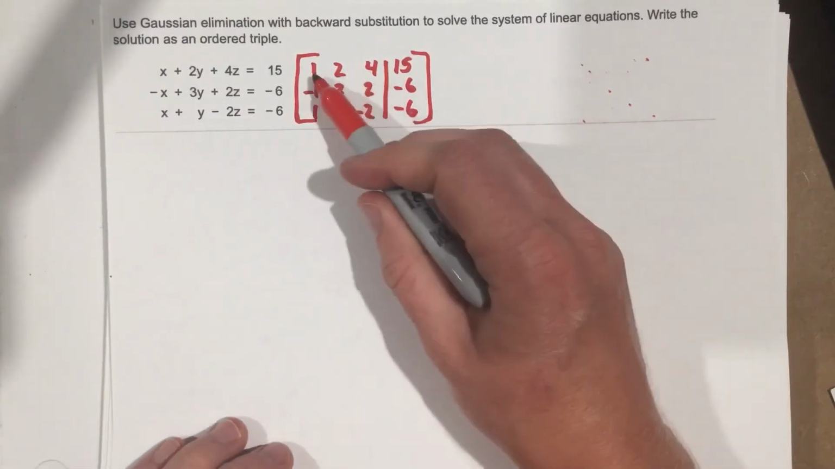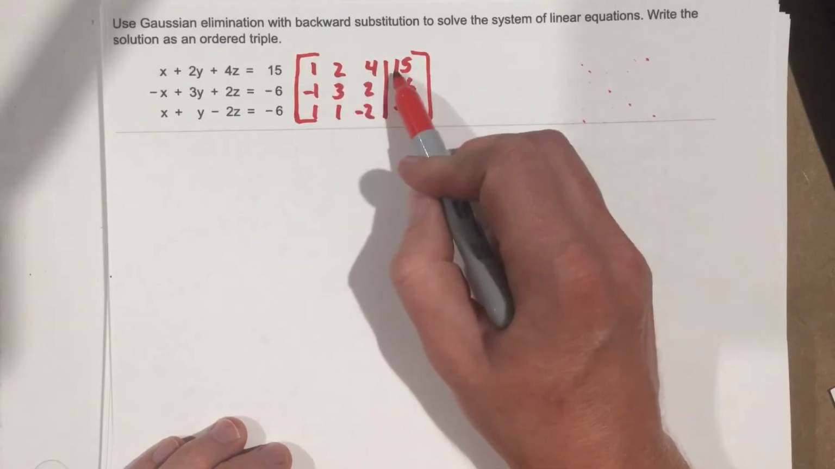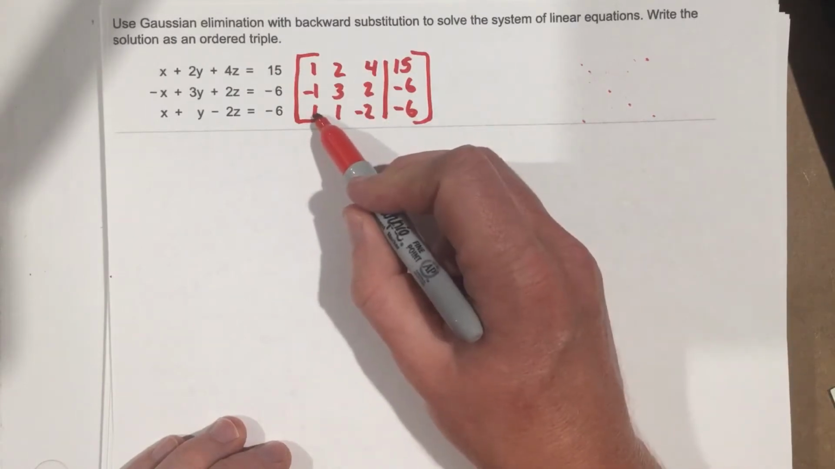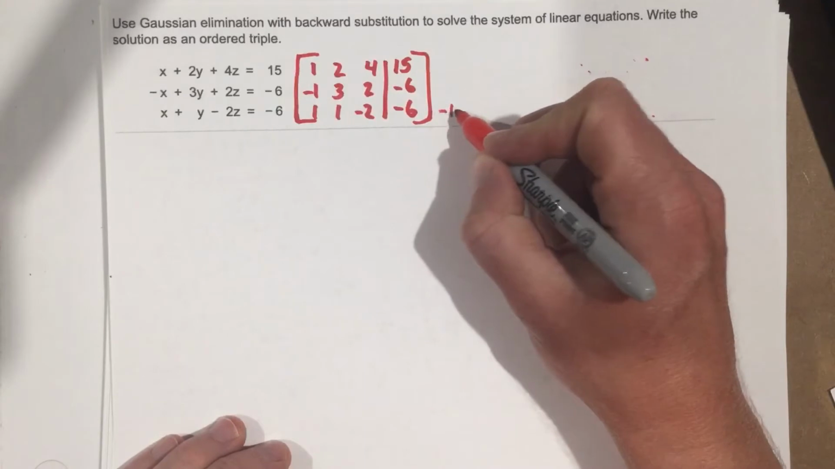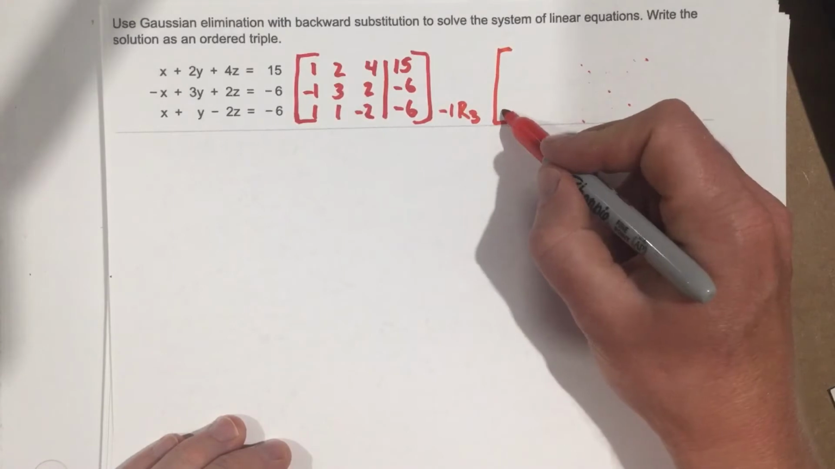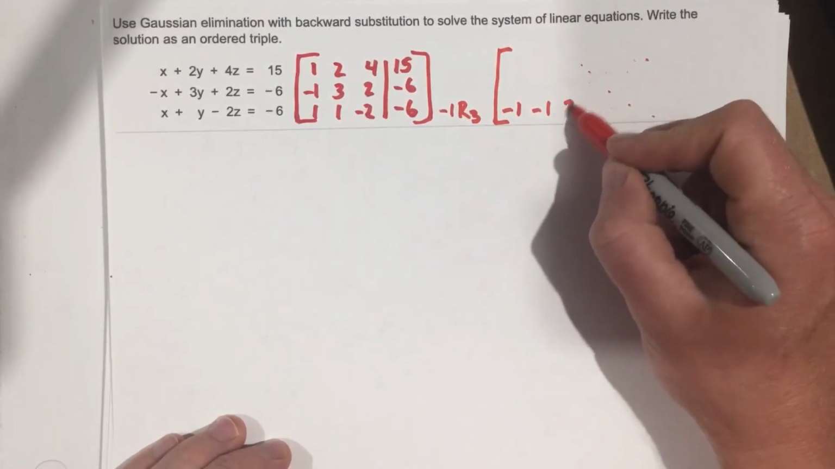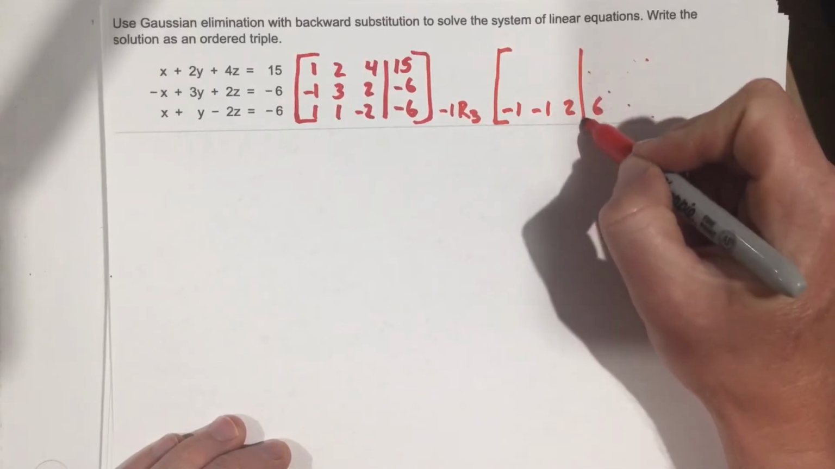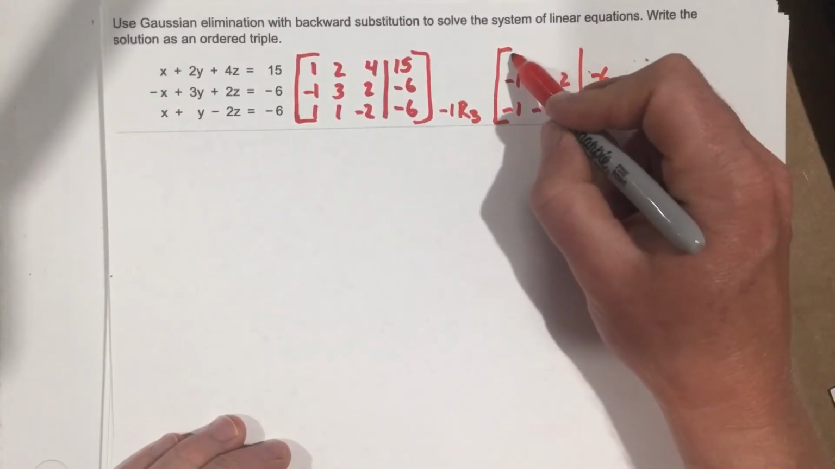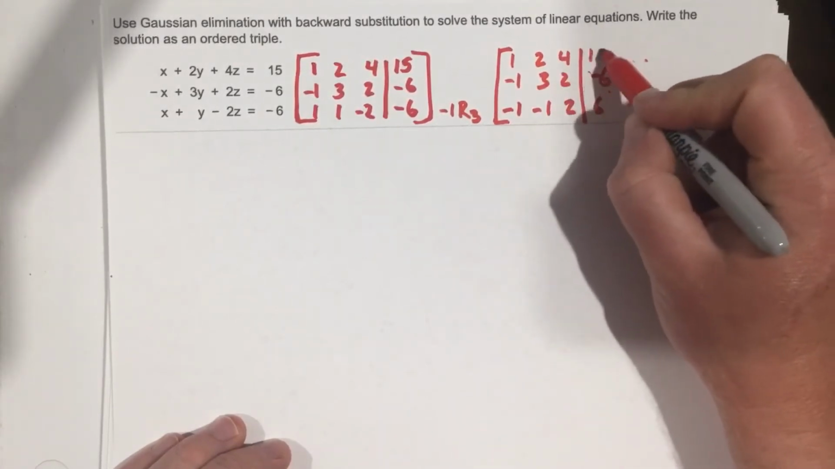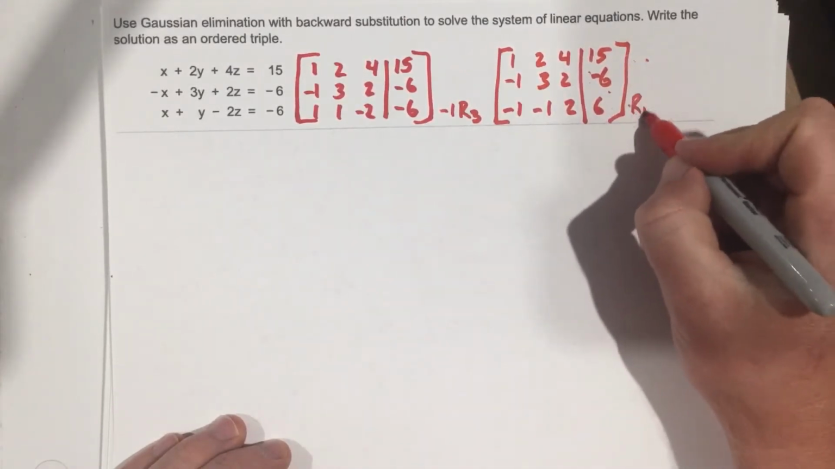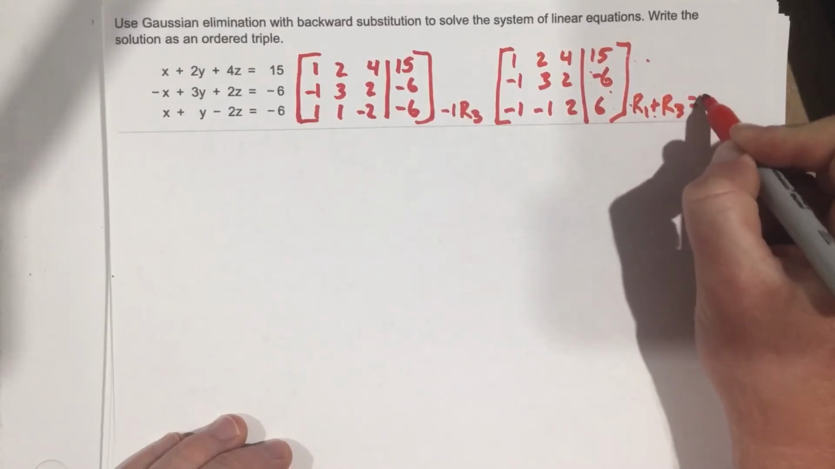I can see on the top row and the third row that we have 1 and 1. So I need to change this one to a -1 so I can add them. So I'm going to say -1 R3, which means multiply -1 times the whole row. So I get -1, -1, 2, 6. And then I have -1, 3, 2, -6, 1, 2, 4, 15. Now I'm going to add row 1 plus row 3. That equals row 3.